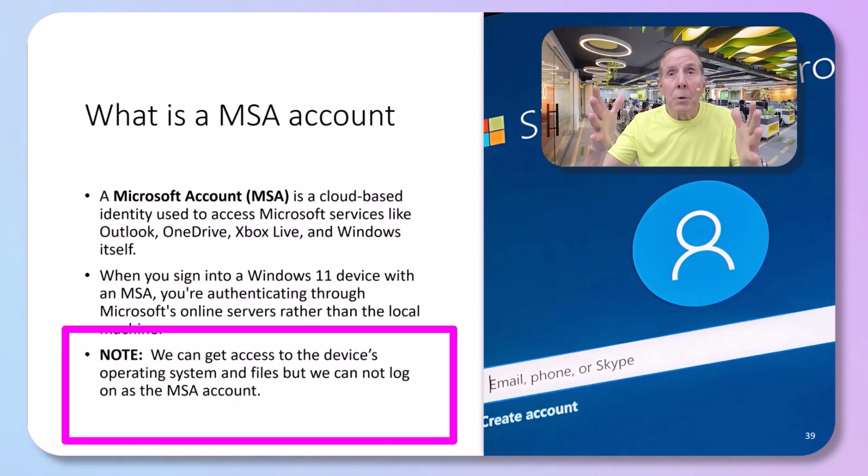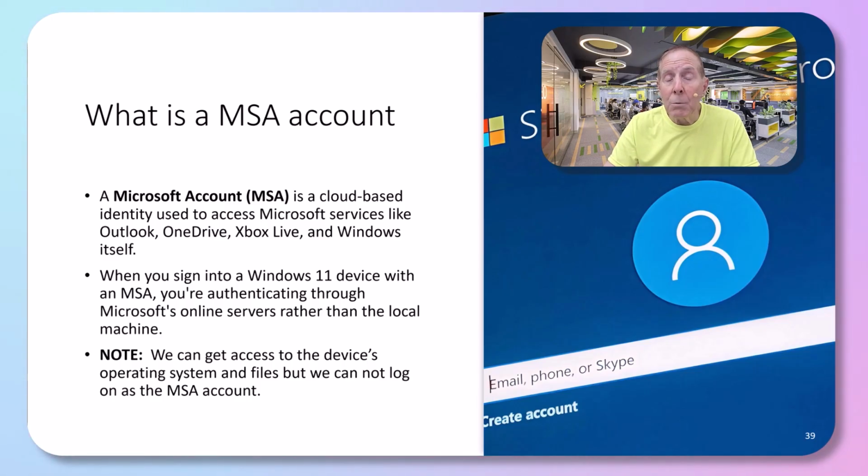Now, when we broke into John's account, we actually impersonated John. We logged on with his user account and we created a password that we knew. So we actually impersonated John. We can't impersonate anyone with an MSA account, which is one of the reasons for Microsoft doing this. Now, we can get into the PC and we can have access to the operating system and files, but we can't impersonate any account that's using an MSA account.